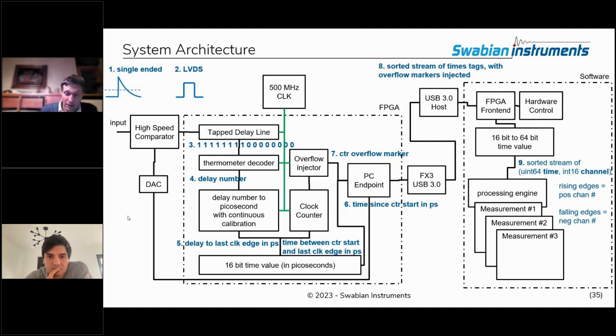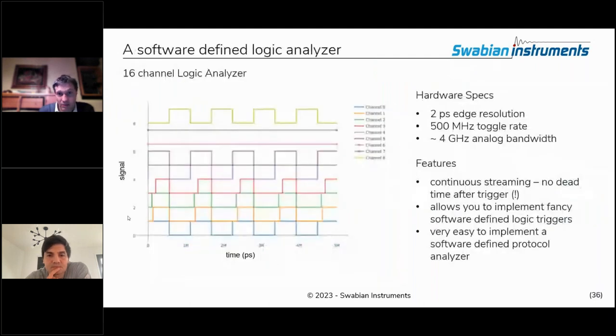All right, and then this timestamp data stream goes into a processing engine that essentially takes care that all the measurement or analysis threads that are currently running see the entire time tag stream. That's sort of it. That's the basis of the architecture. And now one of the first things that we've done is to implement a logic analyzer. So that's now a 16-channel logic analyzer instrument.